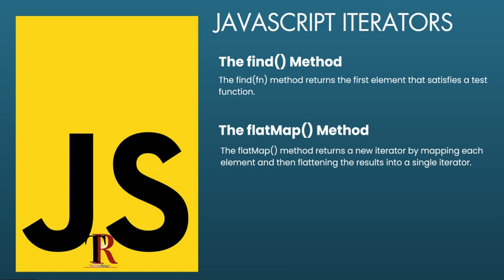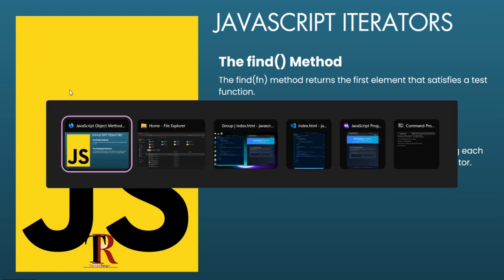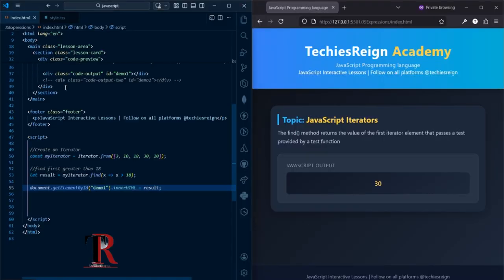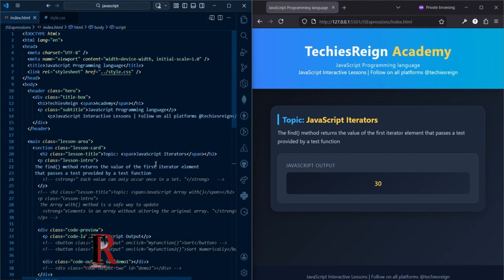Moving away from that, we will talk about the flat map method in this lesson. The flat map method returns a new iterator by mapping each element and then flattening the result into a single iterator. So let's take a look at an example of the flat map method so that we will understand this better.